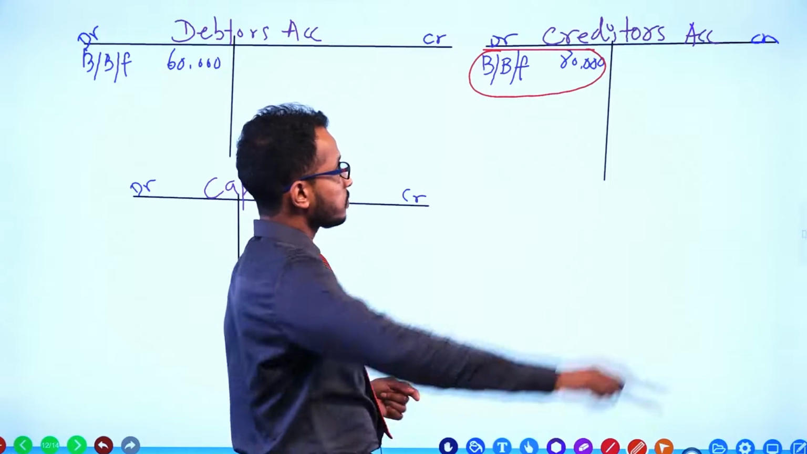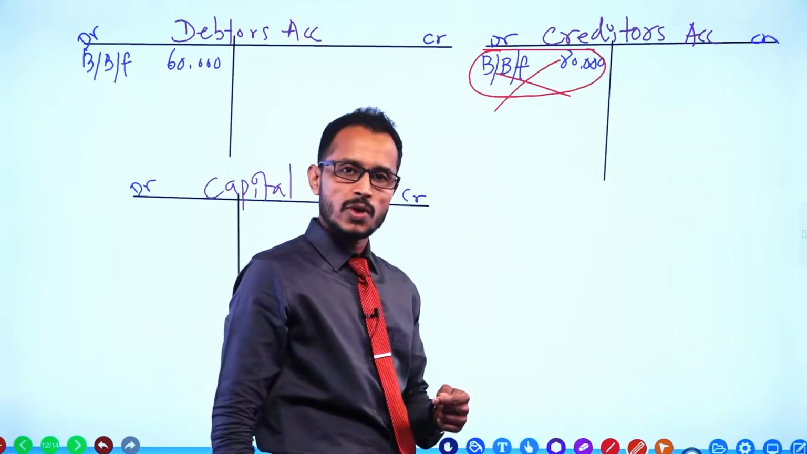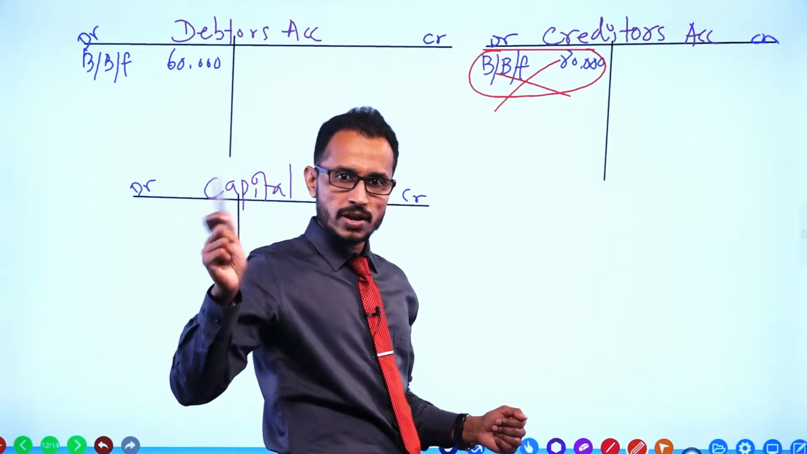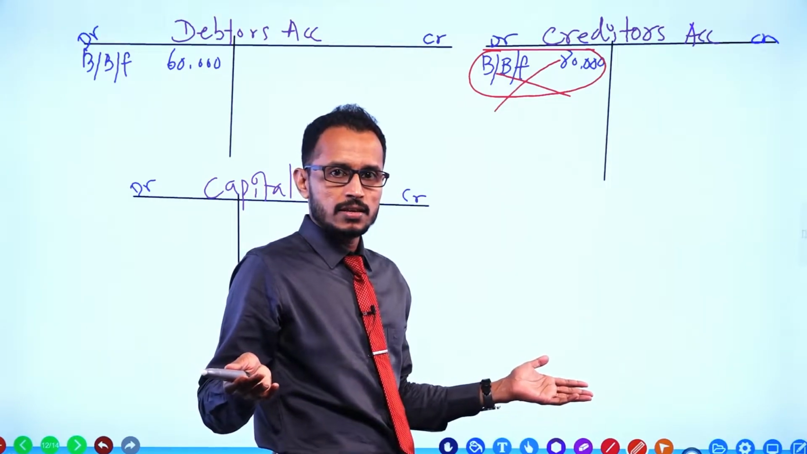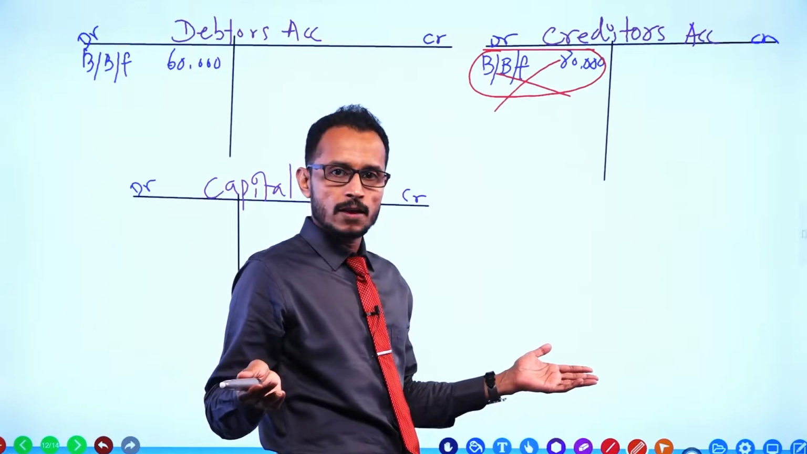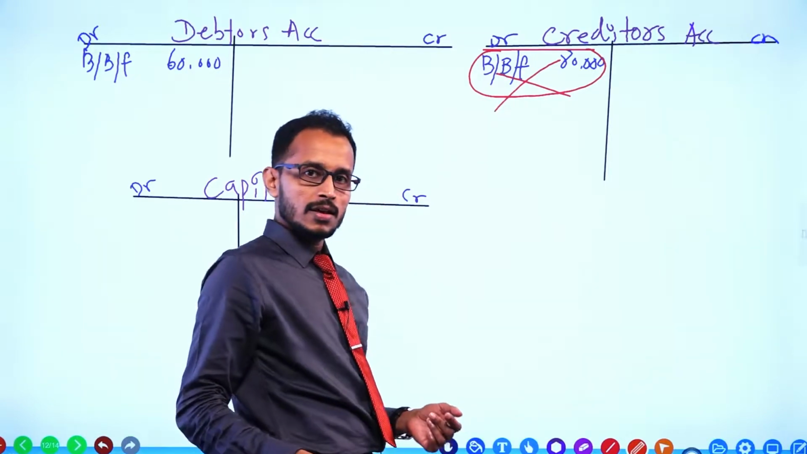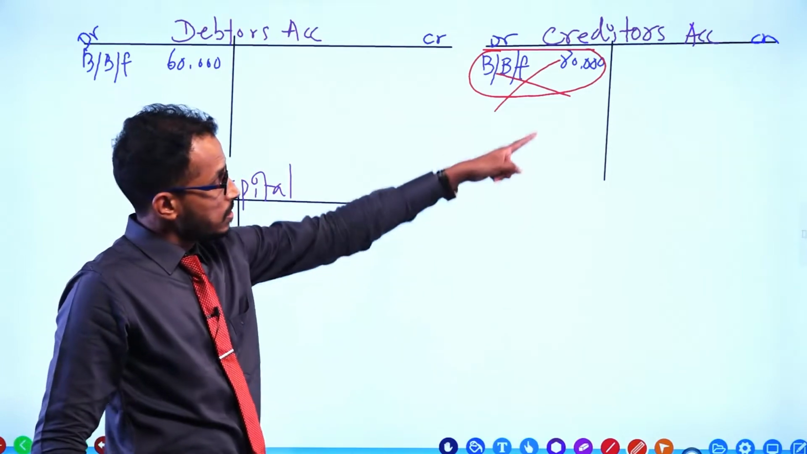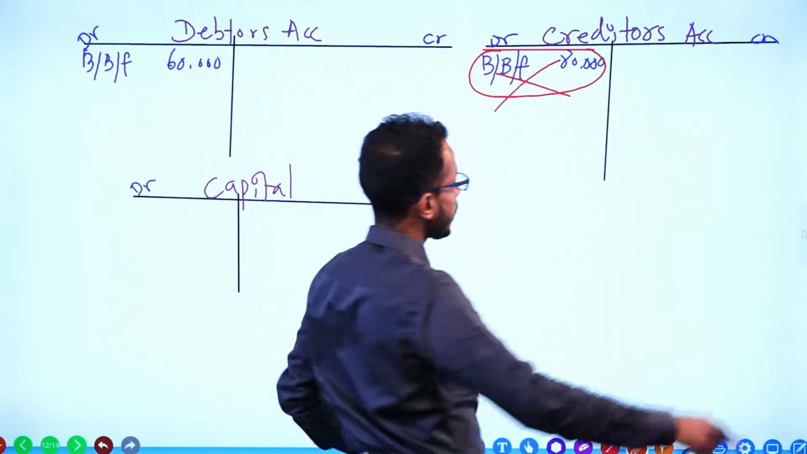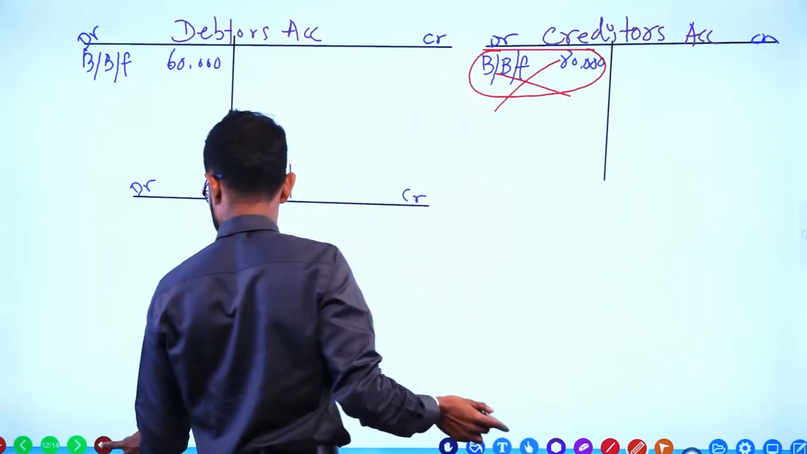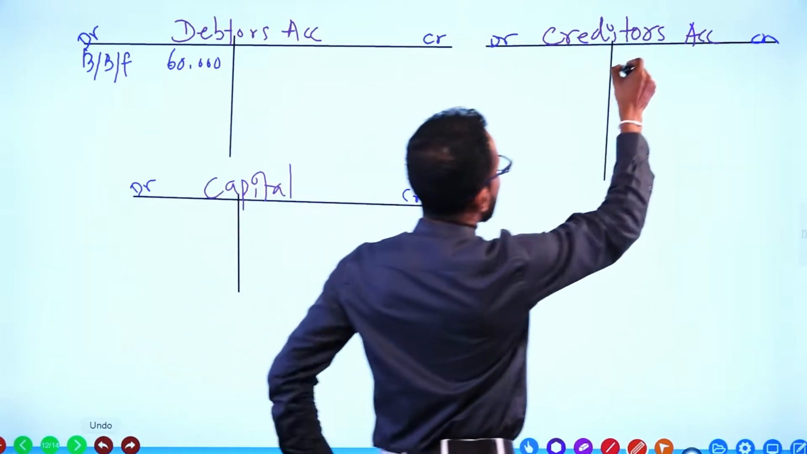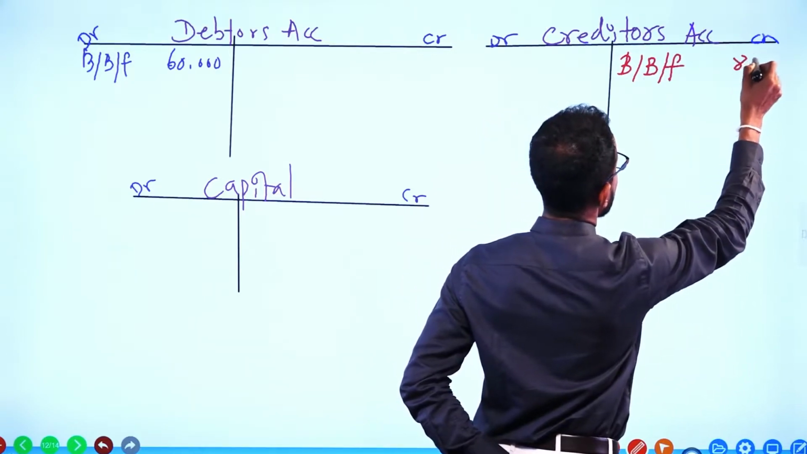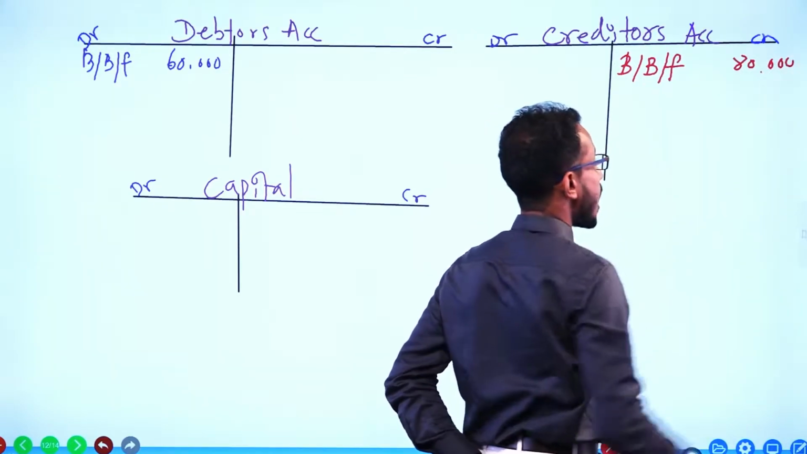It's wrong. You don't record the balance of the creditors' accounts in the debit side. You don't record the balance brought forward in the balance of creditors on the debit side. The balance of creditors always should be on the credit side. Okay? Here we go. Balance brought forward, 80,000 on the credit side.